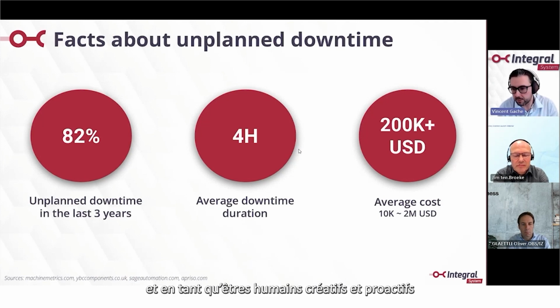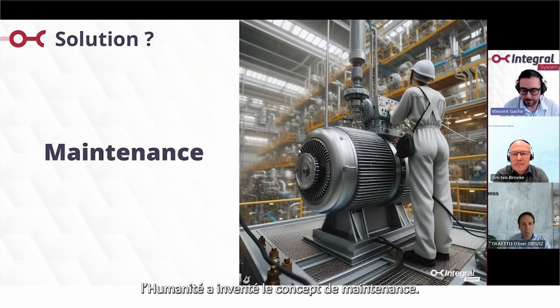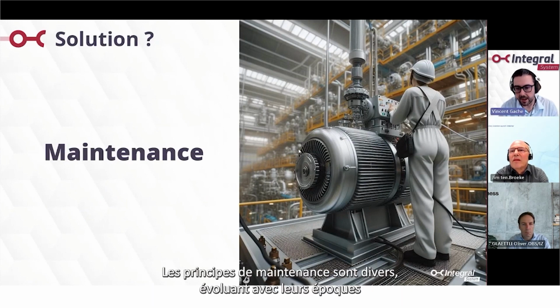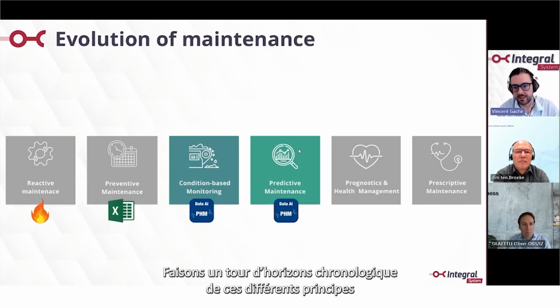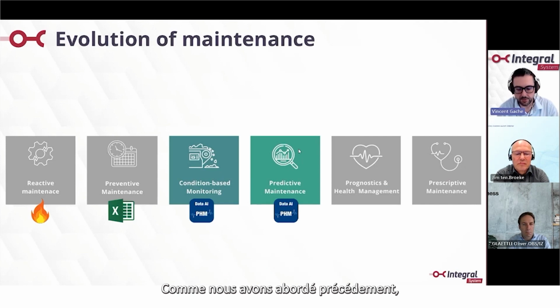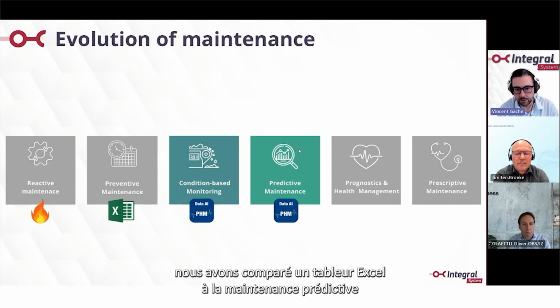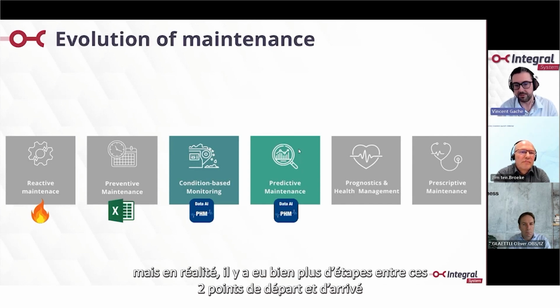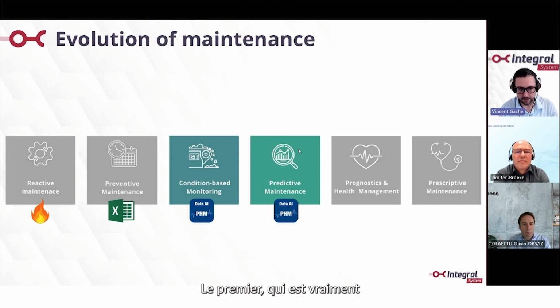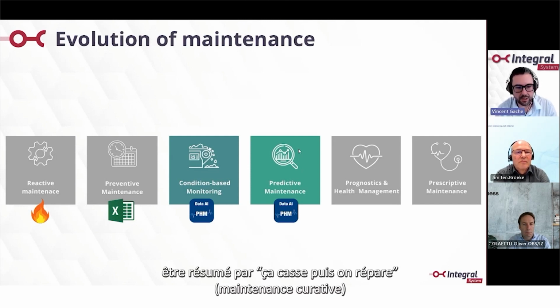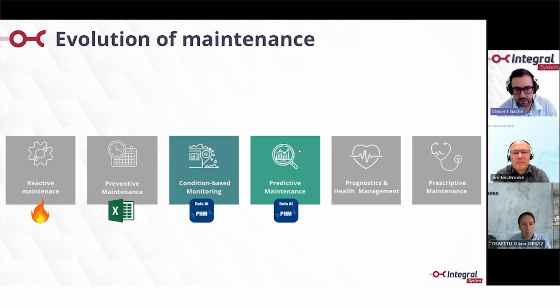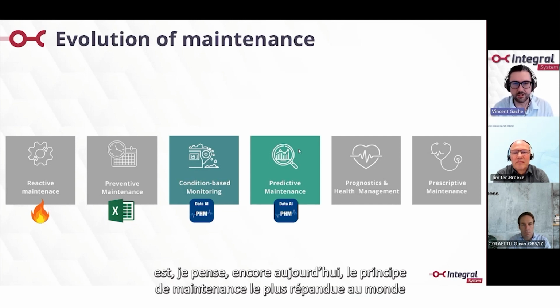And as smart human beings, we invented maintenance. And maintenance has several methods, several steps of evolution. So let's talk quickly about that. When we first talked about this webinar, we were talking about Excel to predictive maintenance, but in fact, we have several more steps. The first one, which is reactive, which I call basically fix it when it's broken, is, I think, still the most used maintenance method in the world.